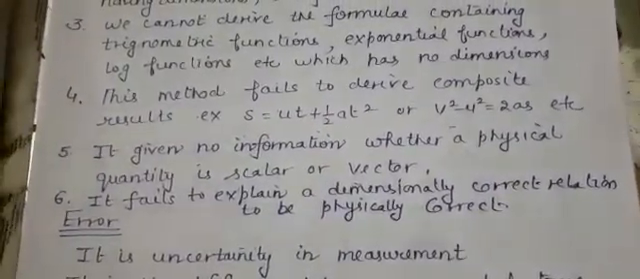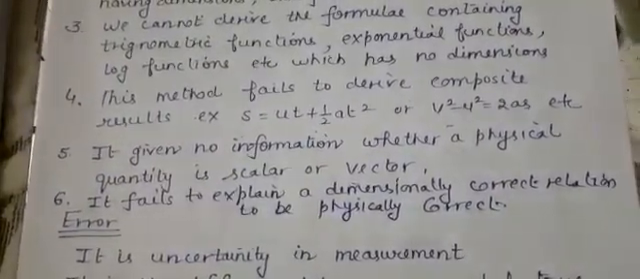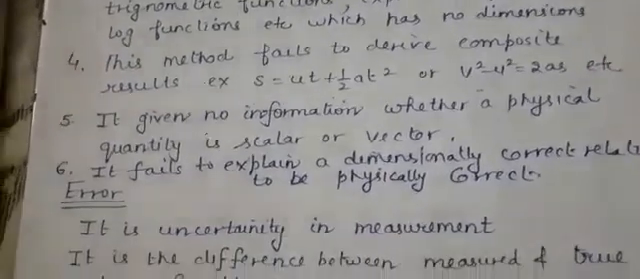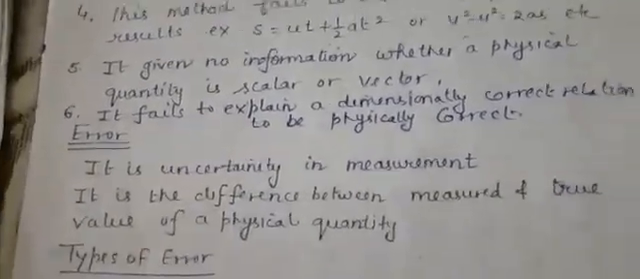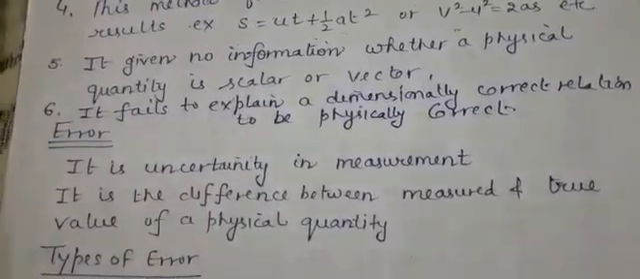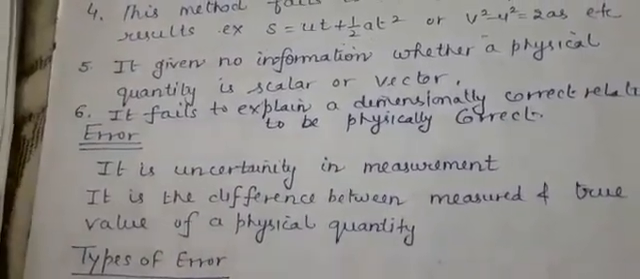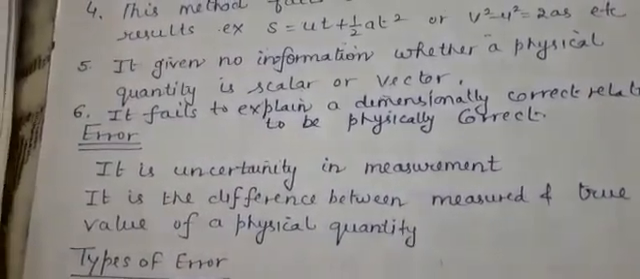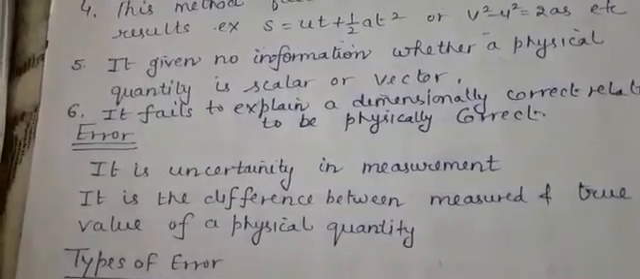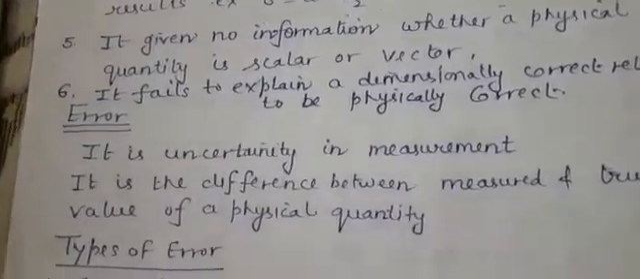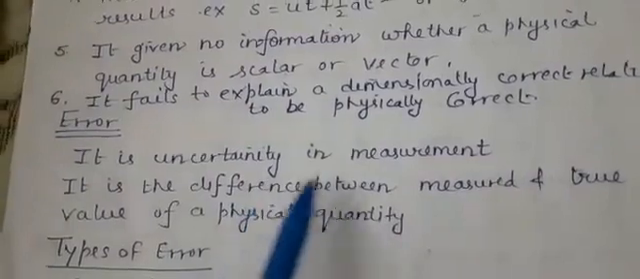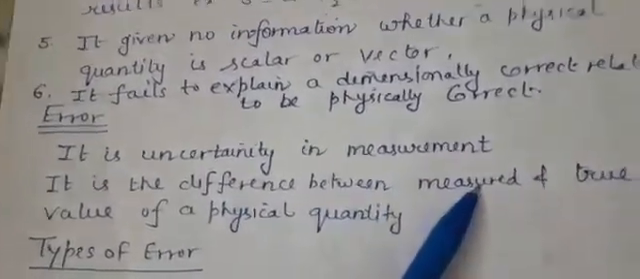Now after dimensional analysis, next is error and its detection, error and its measurement. So basically what is error? What do you understand by the term error? See, error is basically uncertainty in measurement.